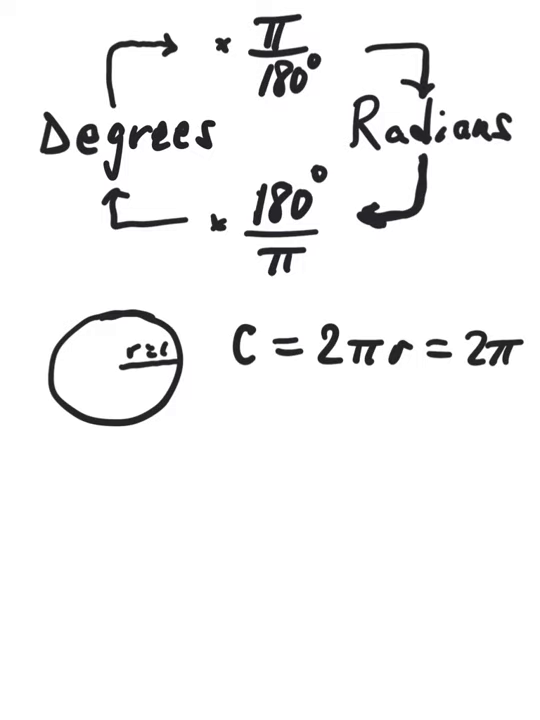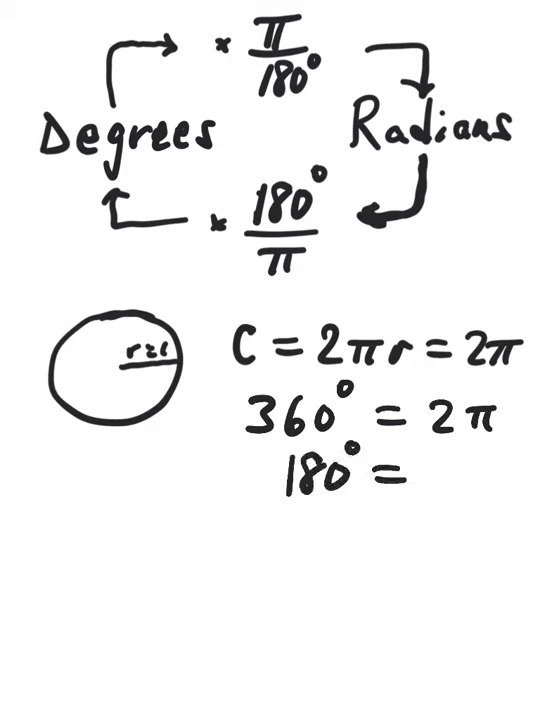How many degrees are in a full rotation or a circle? If you were to turn all the way around, how many degrees? 360 degrees. And that's where we're getting the 180 conversion. 180 degrees, if you were to divide both sides of that equation by 2, pi radians is equal to 180 degrees.